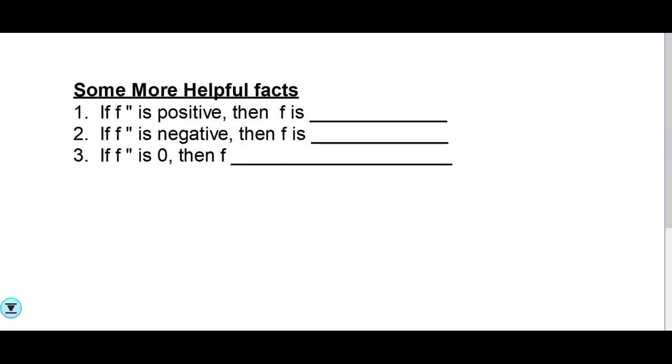All right, so if f double prime is positive, that means that f is concave up. If f double prime is negative, that means that f is concave down. And if f double prime is 0, then f is a point of inflection.